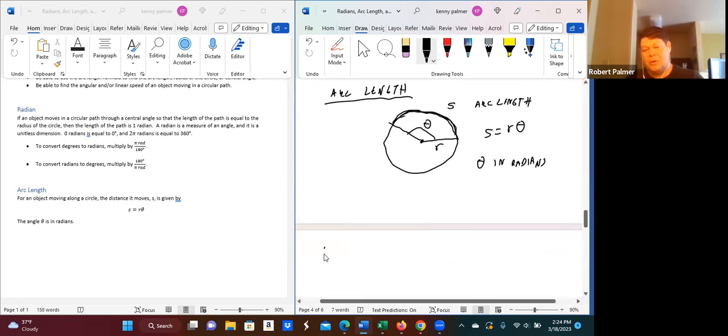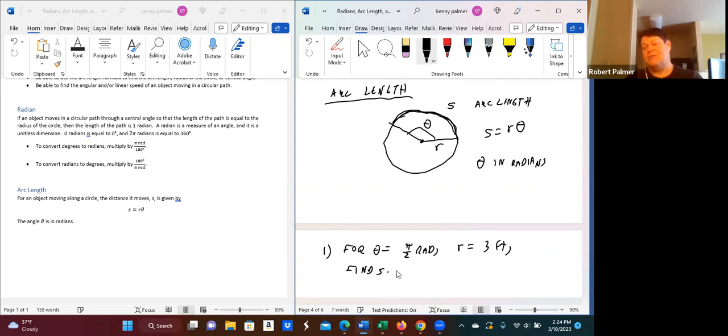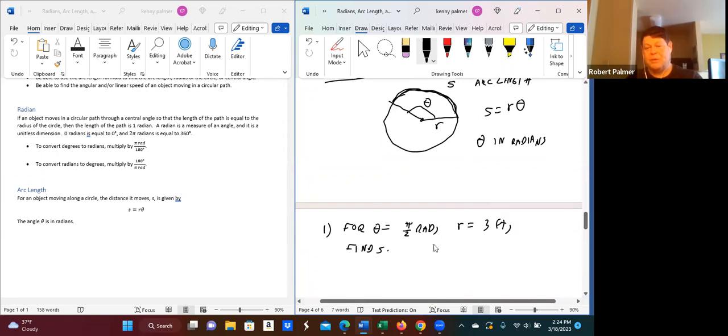Okay, so let's start here with one. For an angle theta equal to, let's do it in radians, just pi over 2 radians, and r, our radius for a circle, is 3 feet. Let's find s, the arc length. It's kind of the simplest case, so just plug everything in. So we know theta, we know r, so s is equal to r, which is 3 feet, times theta, which is pi over 2.